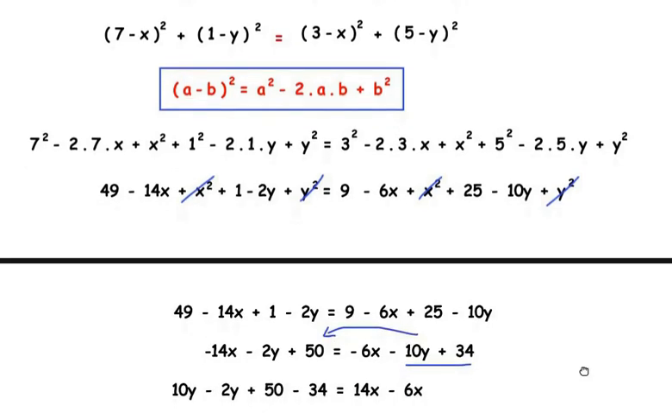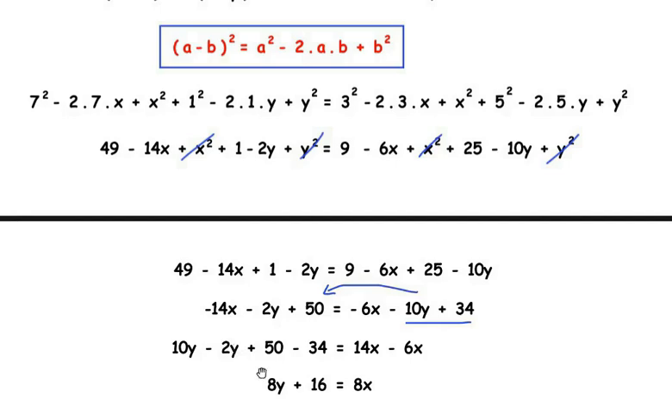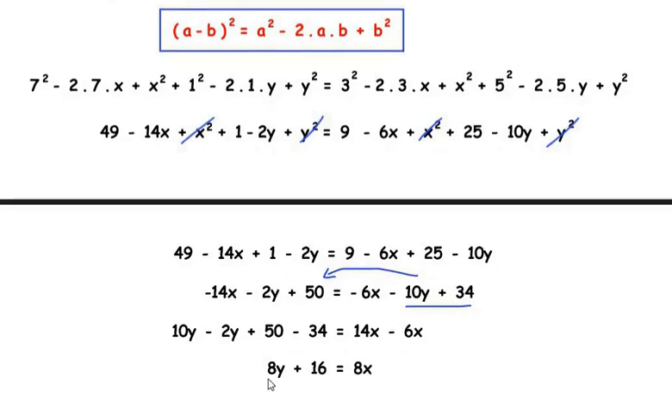So this is going to give us negative 10y comes on the other side and becomes positive 10y minus 2y plus 50. Now plus 34 goes on the other side and becomes negative 34 is equal to, now negative 14x becomes positive 14x minus 6x. Now here 10y minus 2y gives us 8y plus 50 minus 34 gives us 16 is equal to 14x minus 6x gives us 8x. Now here all the terms are divisible by 8, that is 8y can be divided by 8, 16 can be divided by 8 and 8x can be divided by 8.